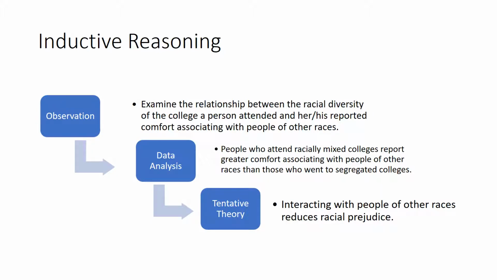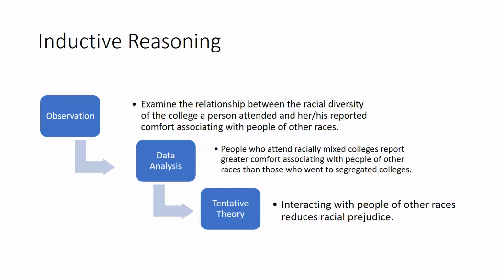Here is an example of inductive reasoning. As you can see, the researcher wants to examine the association between the type of college attended and a person's reported comfort associating with people of different races. So he or she proceeds to gather data and then analyze the data he or she gathers.